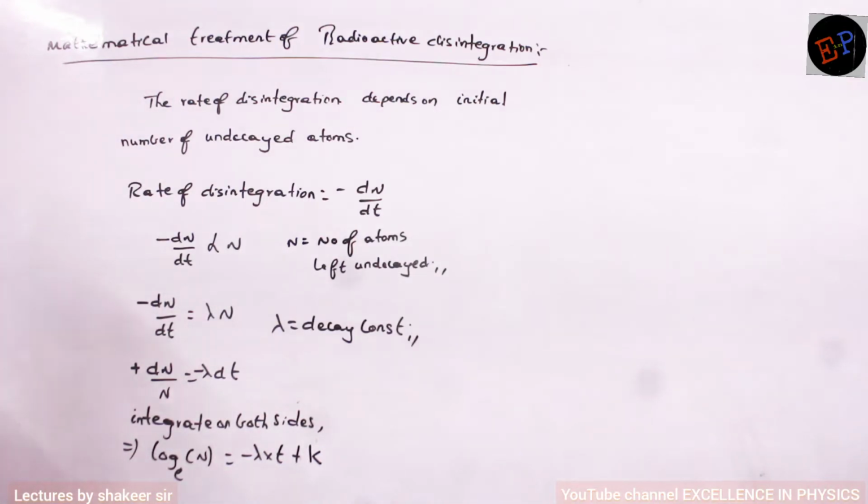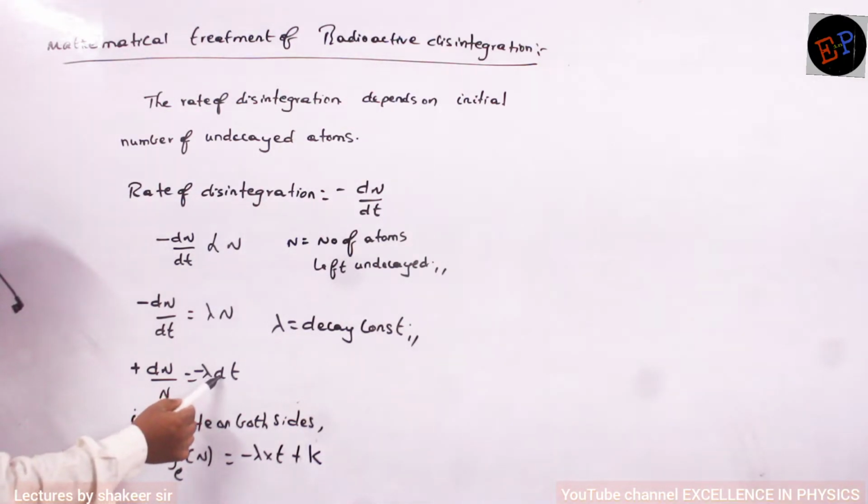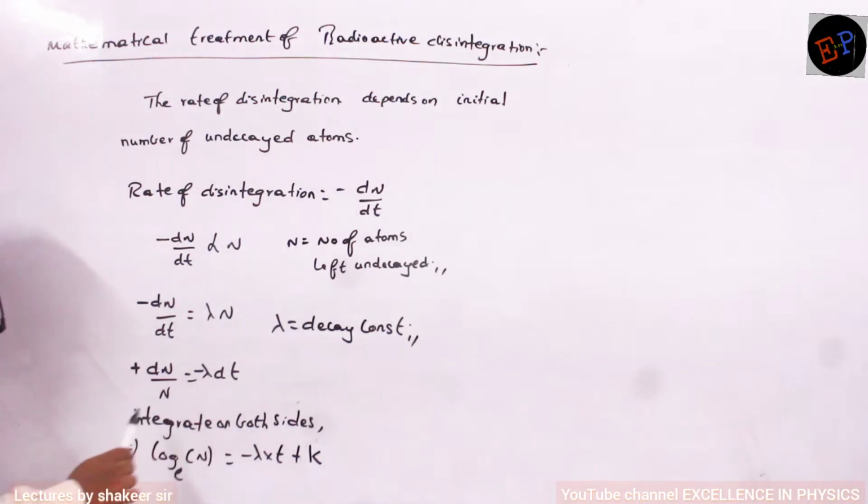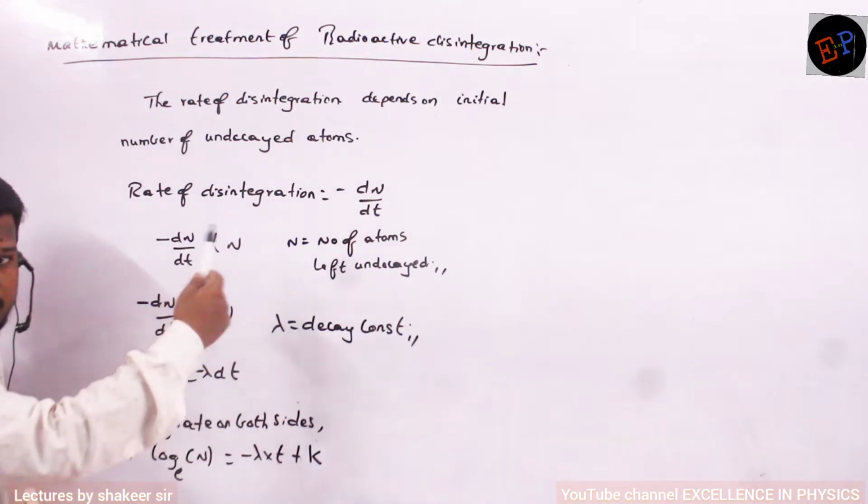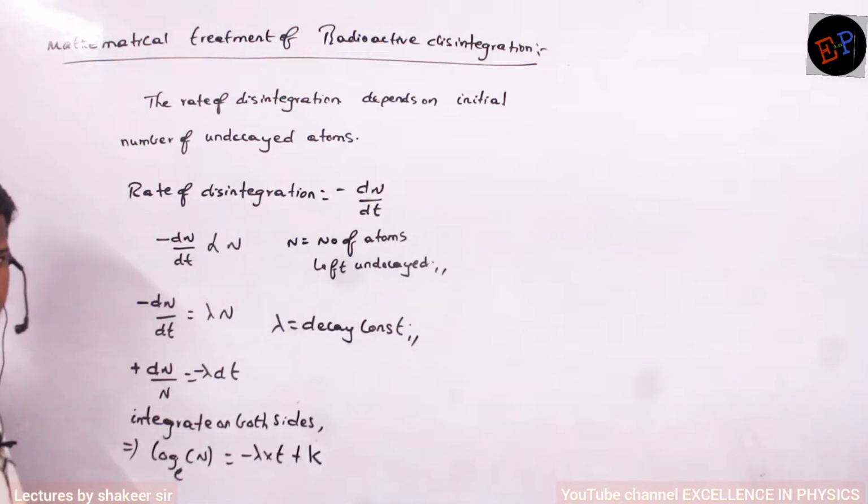So this is the method of integration. See here, differentiation of log x is 1 by x. So integration of 1 by n will become log n, because integration and differentiation are opposite processes. Integration of dt will become t. Lambda is a constant. When I integrate, there may be constant values in the initial conditions, and those are written by K here. So these are the rules of integration.